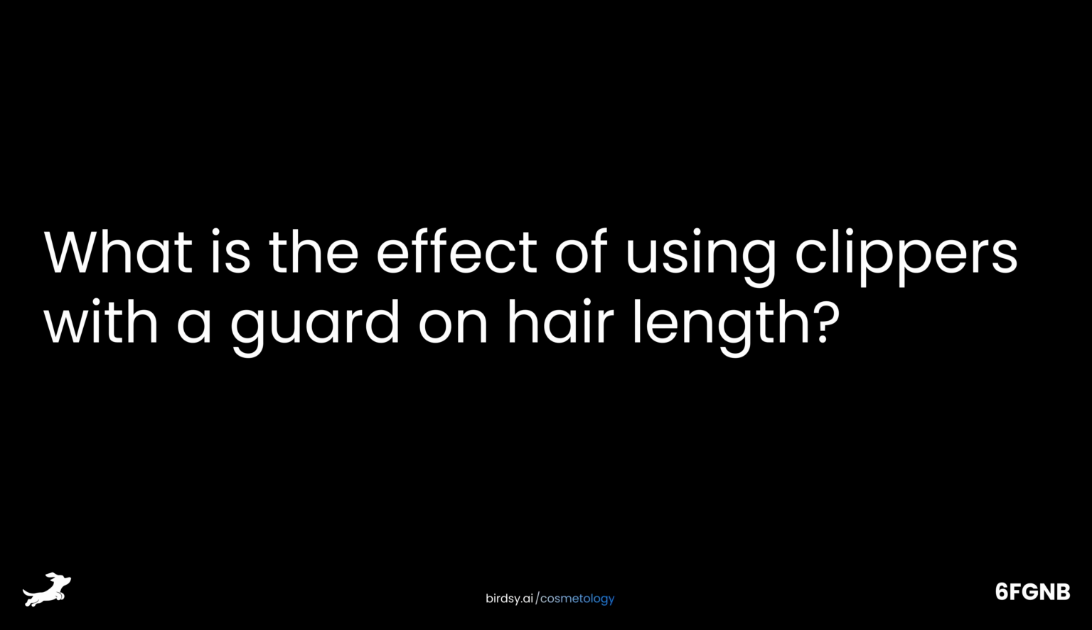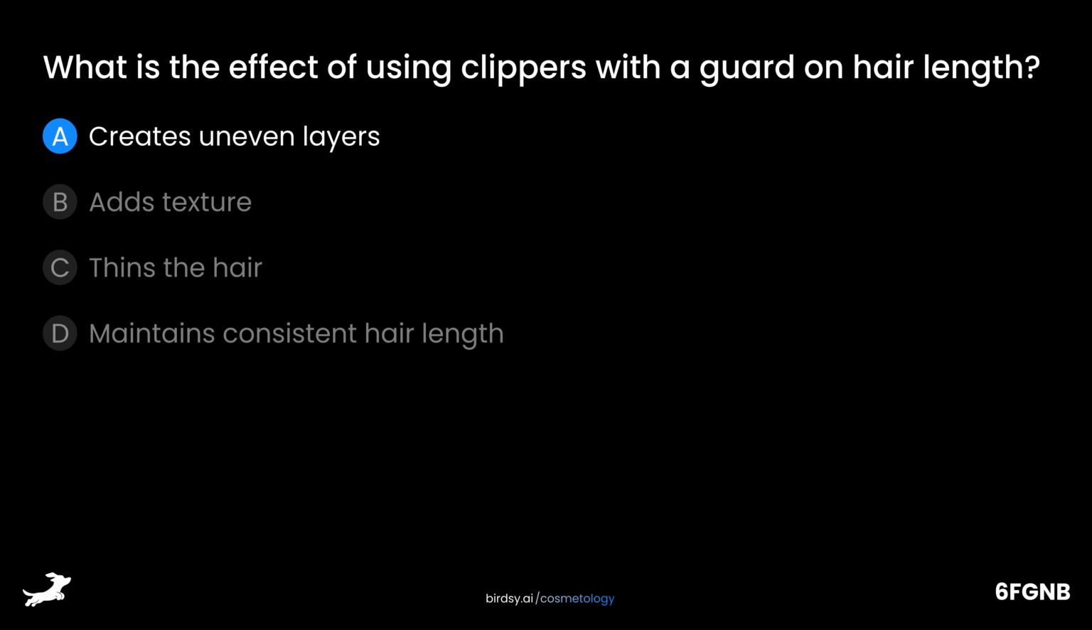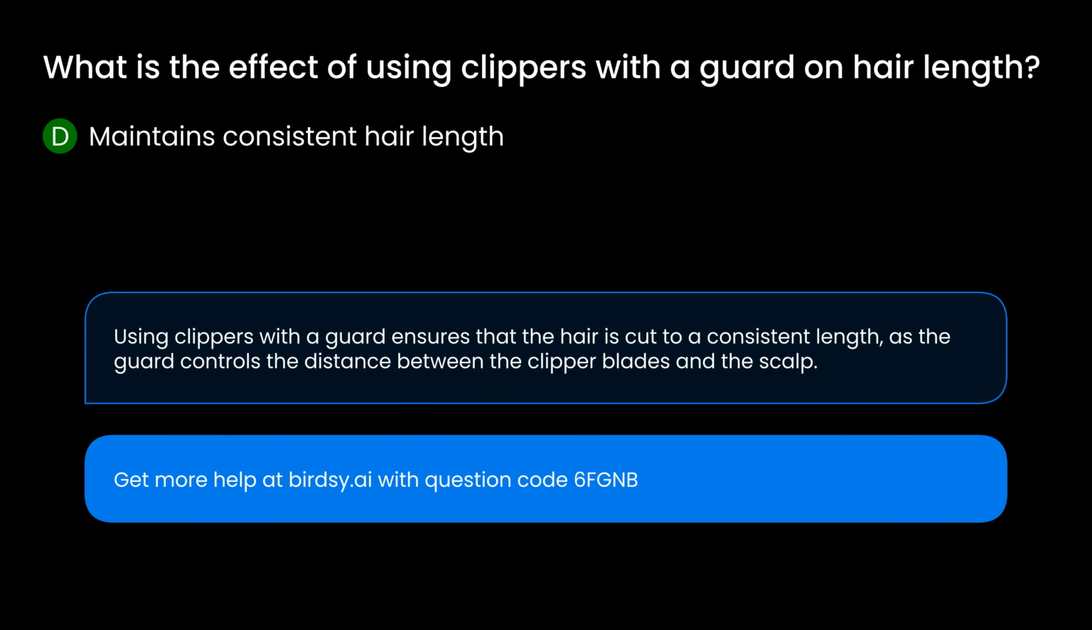What is the effect of using clippers with a guard on hair length? Is it A, creates uneven layers? B, adds texture? C, thins the hair? Or D, maintains consistent hair length? The answer is D, maintains consistent hair length. Using clippers with a guard ensures that the hair is cut to a consistent length, as the guard controls the distance between the clipper blades and the scalp.